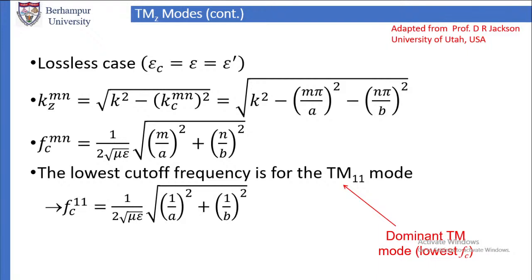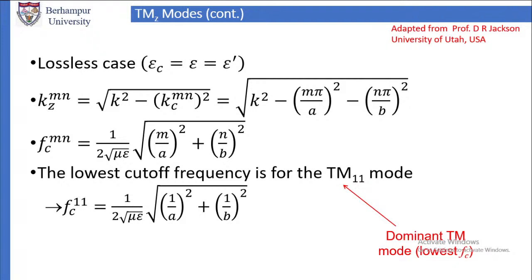TM is the transverse magnetic mode. In the transverse magnetic mode, the dominant mode is the TM11 mode, because the TM10 or TM01 mode cannot exist, since that would make m is equal to 0 or n is equal to 0. That is not a physical solution, it does not give rise to any field. So they are not available. So the TM11 mode is the dominant mode.